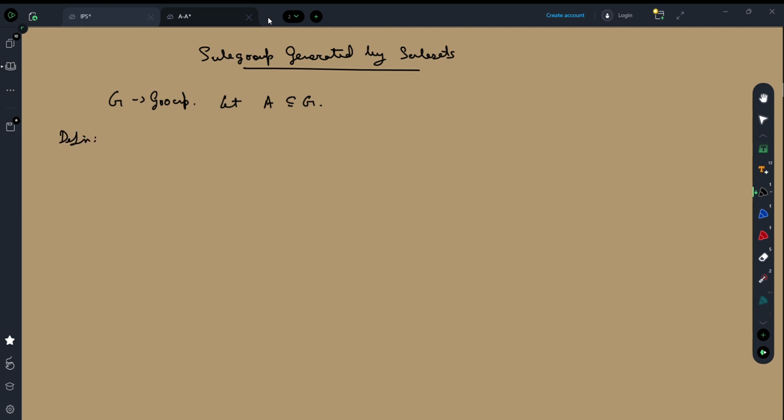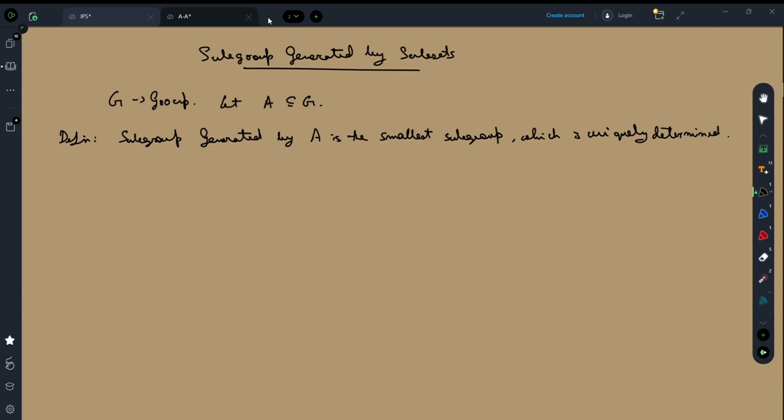So, the subgroup generated by A is the smallest subgroup, which is uniquely determined, containing A. Okay, so it's the unique smallest subgroup containing A, and we specifically denote it as this.